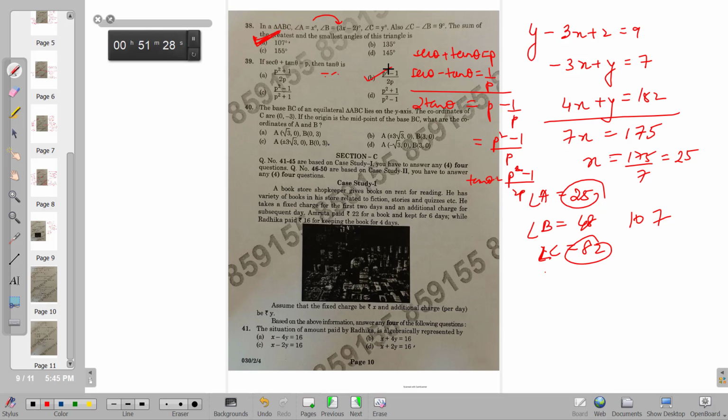The base BC of an equilateral triangle lies on the y-axis. The coordinates of C is 0, minus 3. So B also has to be on the y-axis. Only this is C. Origin is the midpoint of the base BC. Origin is the midpoint means it is 0, 0. That is the midpoint over here. What are the coordinates of A and B? This will be definitely 0, 3 then. So you need to have B as 0, 3. It won't be these options.